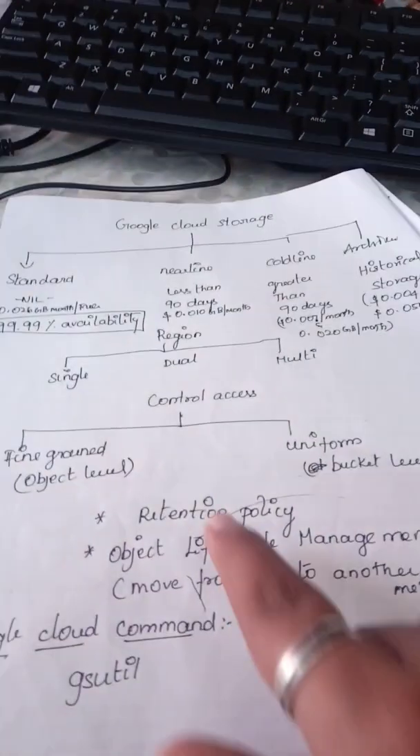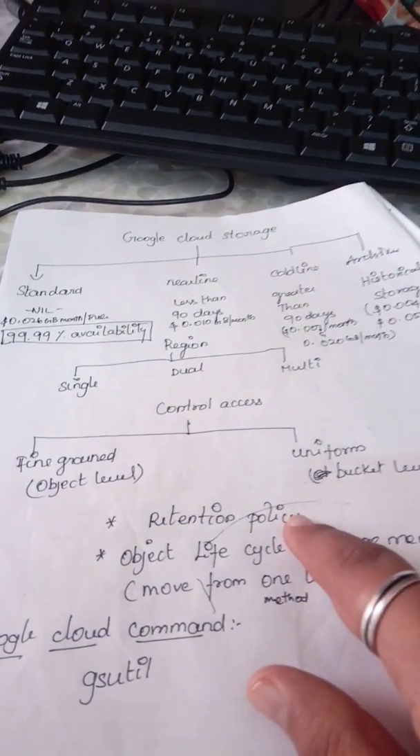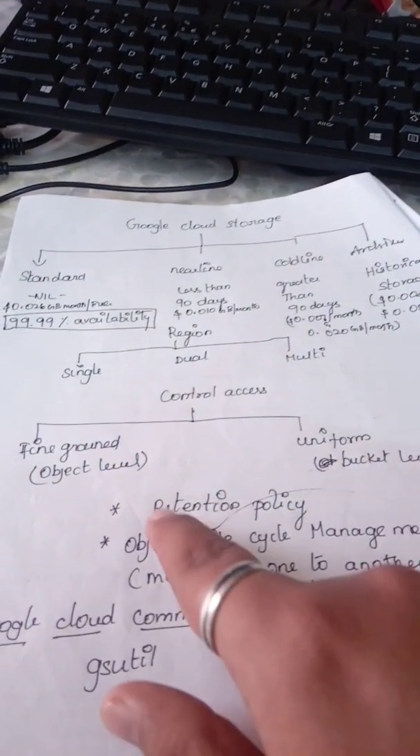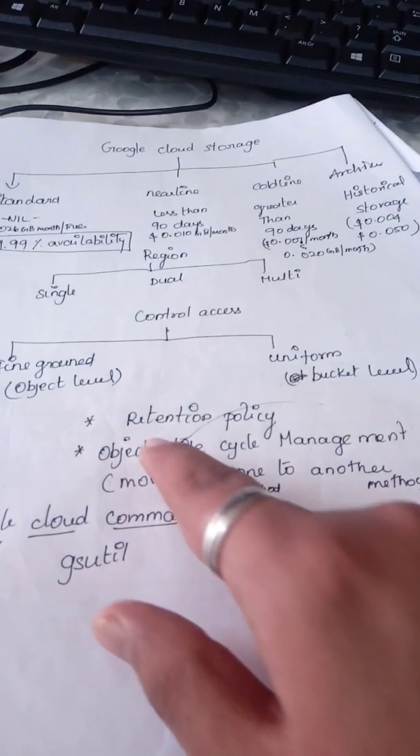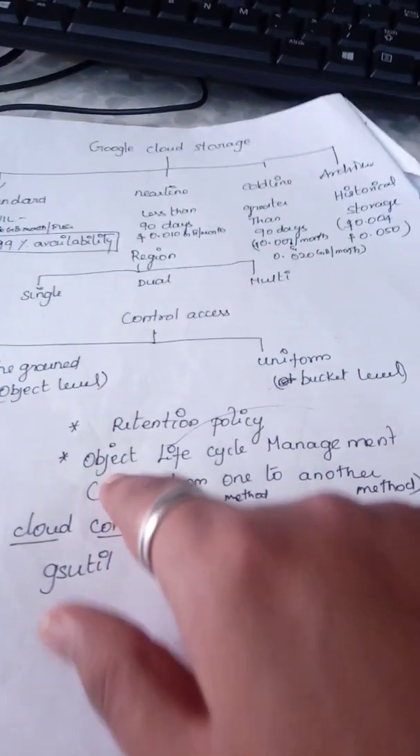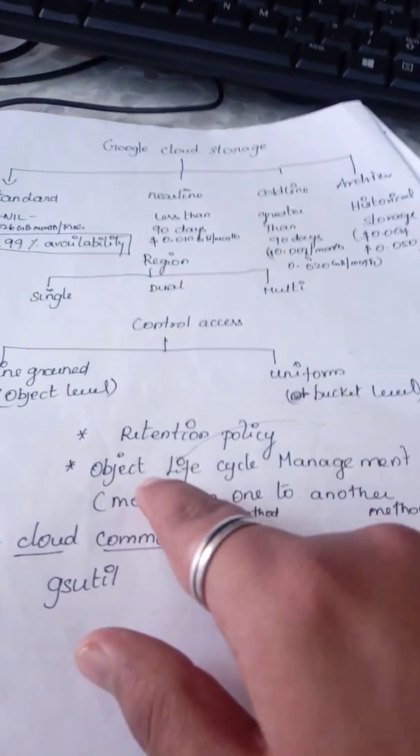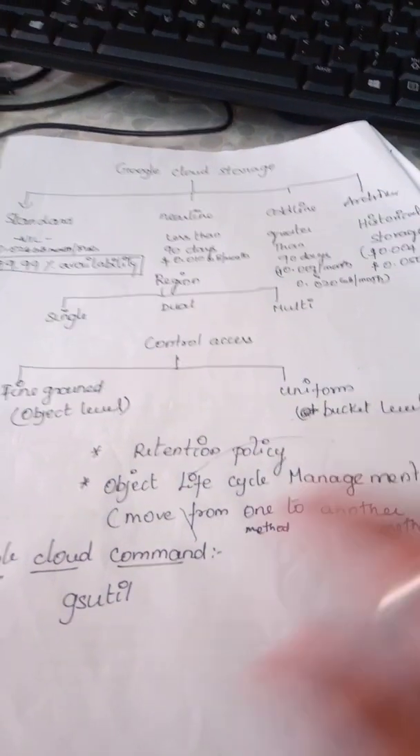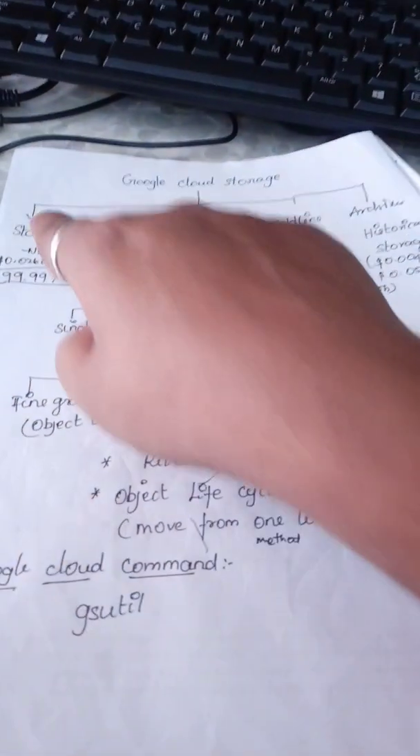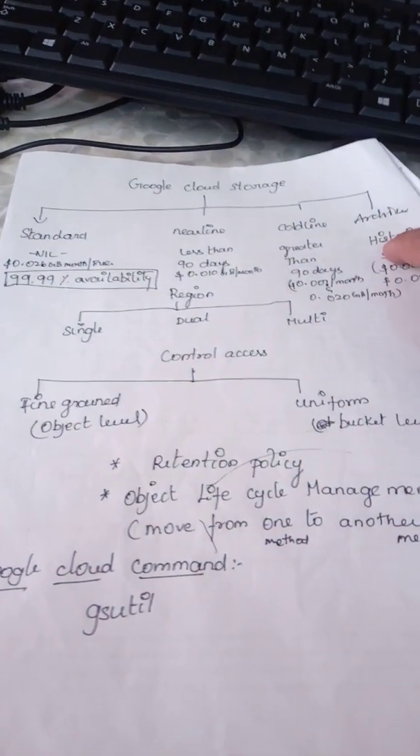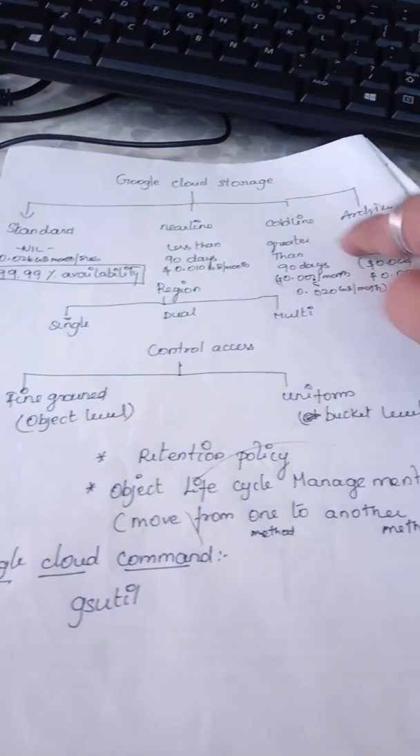There is another concept called retention policy. Retention policy means how long you want to store this particular data in Google Cloud Storage. The final and important concept in Google Cloud Storage is object lifecycle management. Object lifecycle management helps the user move data from one type of storage to another type of storage. You can move the data in any direction.